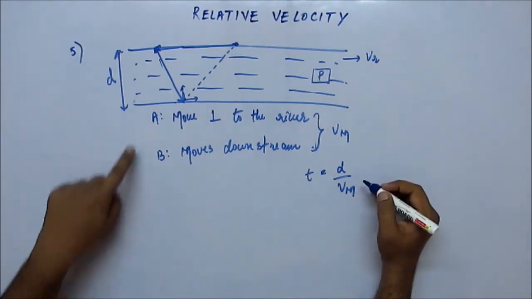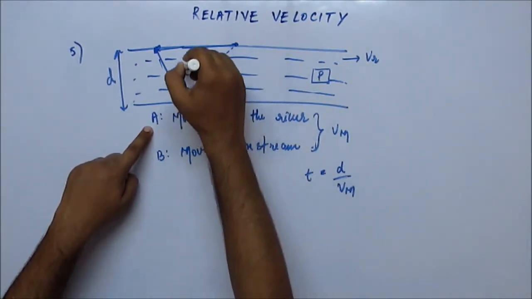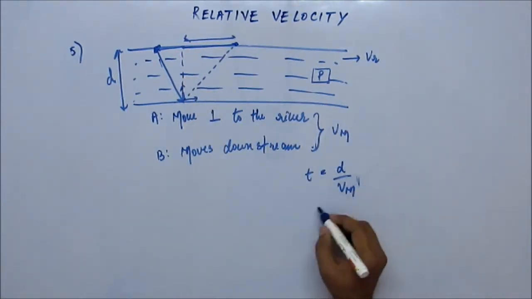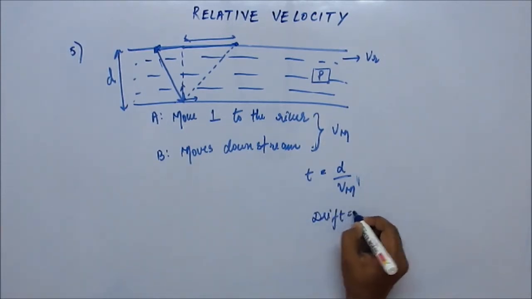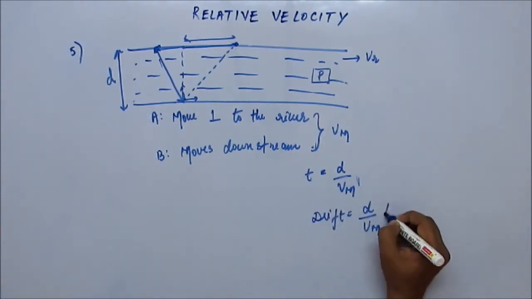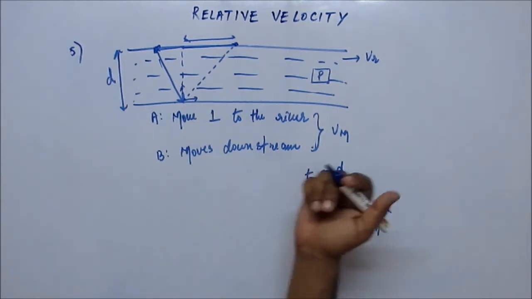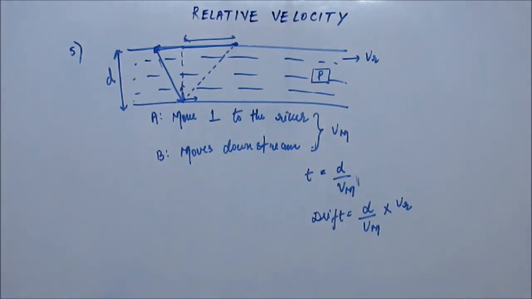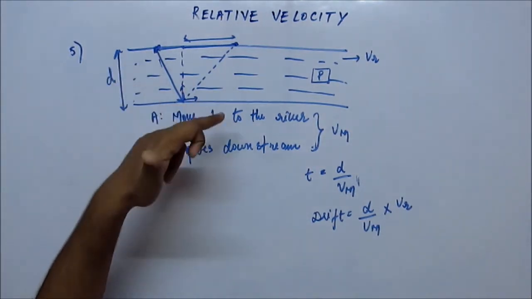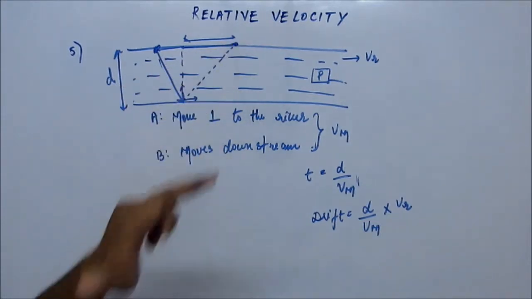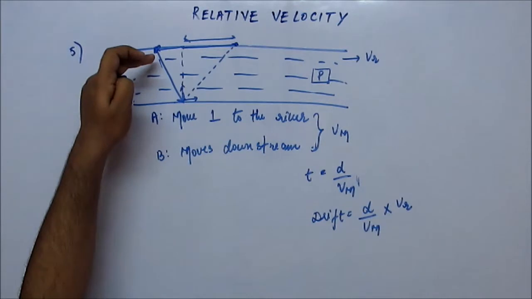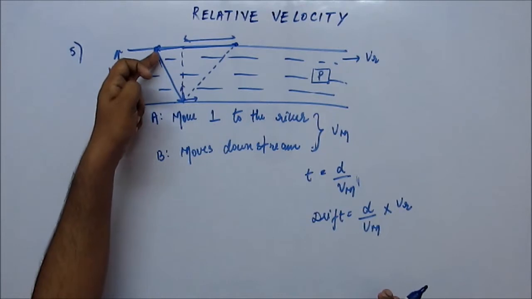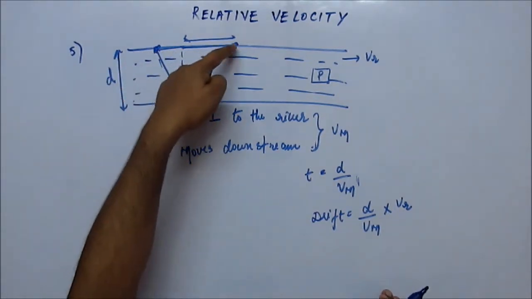And by the time A reaches the other side, there will be some drift. That drift will be the time taken for the journey into the x component of the velocity, which is Vr. Fine, this is the drift. And it says that A and B reach the same point simultaneously. So during the course of the journey, B should have traveled some distance and got to this point.